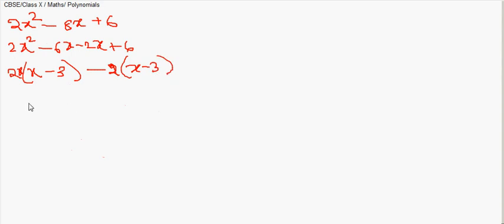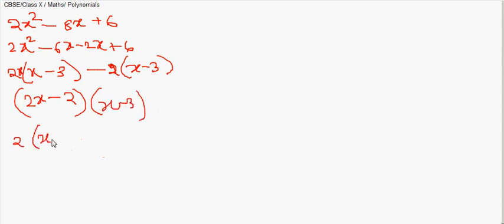So what I'm getting is 2x minus 2, and then x minus 3, and this can again be written as 2 taken common, x minus 1 and x minus 3. So the two zeros I'm getting are x equals 1 and x equals 3. These are the two zeros.